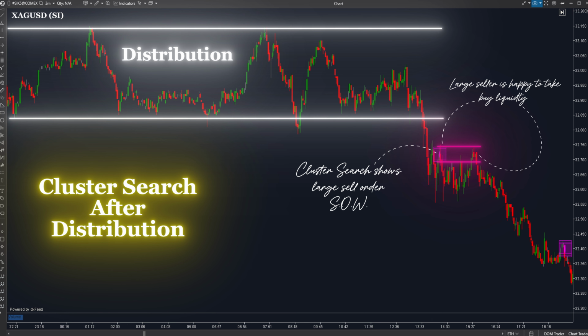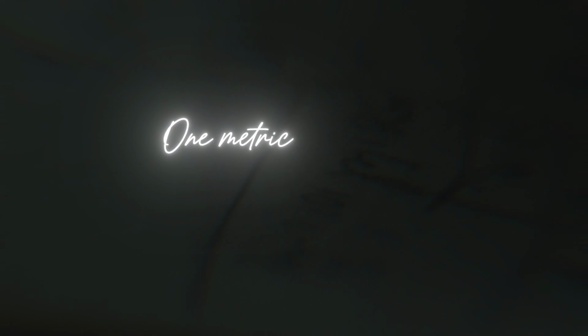So, this naturally leads us to our next key metric: trend pulse. Once we've identified who's in control, the next step is to measure the rhythm of their activity. Are they accelerating or slowing down? Is the trend gaining momentum or losing steam? With liquidity drivers showing us who's behind the moves and trend pulse revealing the intensity of those moves, we build a complete picture of the market's behavior, one metric at a time.